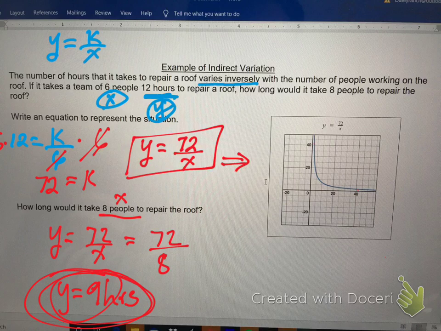Does that make sense? So if I had more people, 12 people, it took me 6 hours. When I have fewer people, 8 people, it takes me 9 hours. Okay? I said something off, but I corrected myself, so pay attention to that. Okay, 12 hours. It took 6 people 12 hours, 8 people 9 hours, which makes sense. The more people you have working on something, the less time it should take.